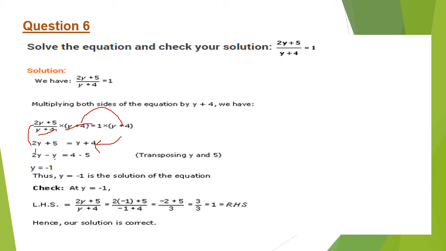To verify this, let us put the y value as minus 1 in the LHS. Children, LHS is (2y + 5)/(y + 4). 2 into the y value, which is minus 1. 2 into minus 1 plus 5, divided by minus 1 plus 4. Plus into minus is minus, 2 ones are 2, plus 5 divided by 3. One positive sign and one negative sign is there, so we need to subtract those two terms. From 5, 2 goes, so we'll get 3. The greater term has a positive sign, so plus 3 by 3.